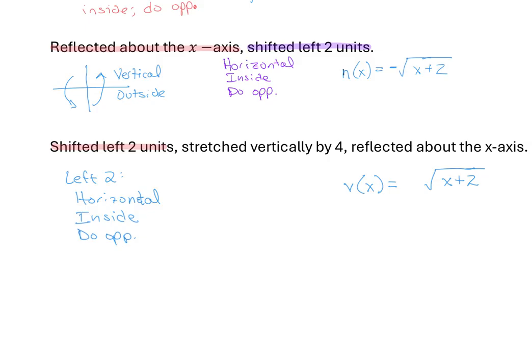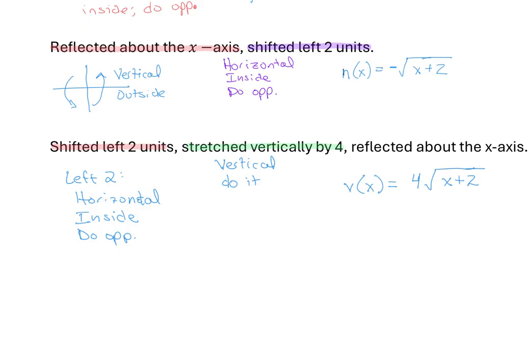The next thing that we have is we have stretched vertically by 4. So it tells us that this is vertical. It is a stretch, and remember that because it is vertical, we do what it says. And so stretching is a multiplication, so we are going to multiply by 4 on the outside.